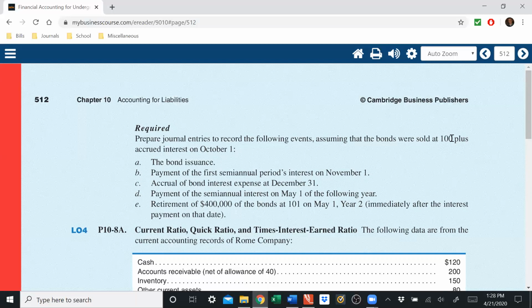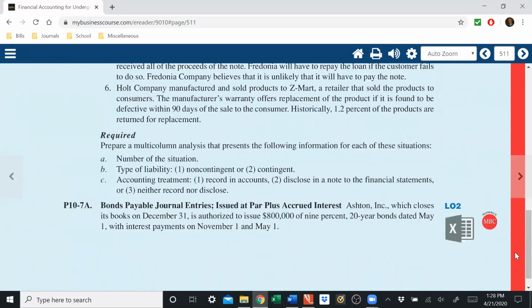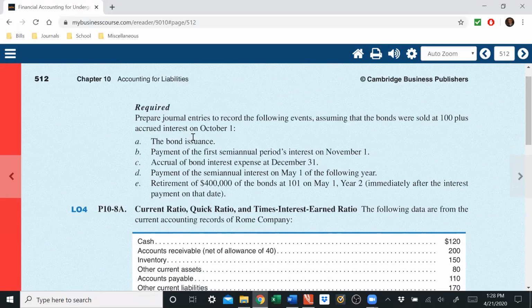This question is just testing your knowledge of what happens if a bond certificate is dated May 1st but not issued until October. This is a date problem essentially. So it's not issued the same day that it's dated. That's essentially what this question is testing. It's a dates thing.